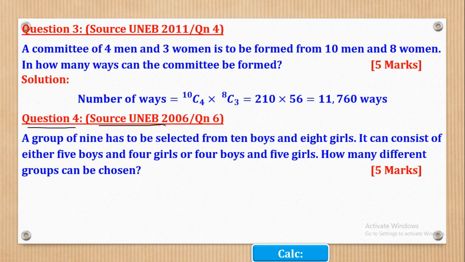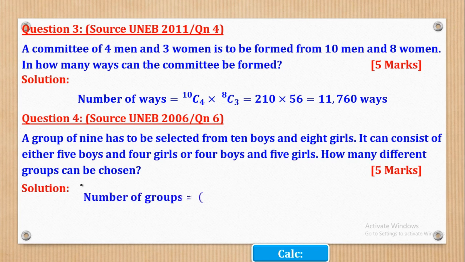Question 4 came from UNEB 2006, paper 1, question 6, and says, a group of 9 has to be selected from 10 boys and 8 girls. It consists of either 5 boys and 4 girls or 4 boys and 5 girls. How many different groups can be chosen?